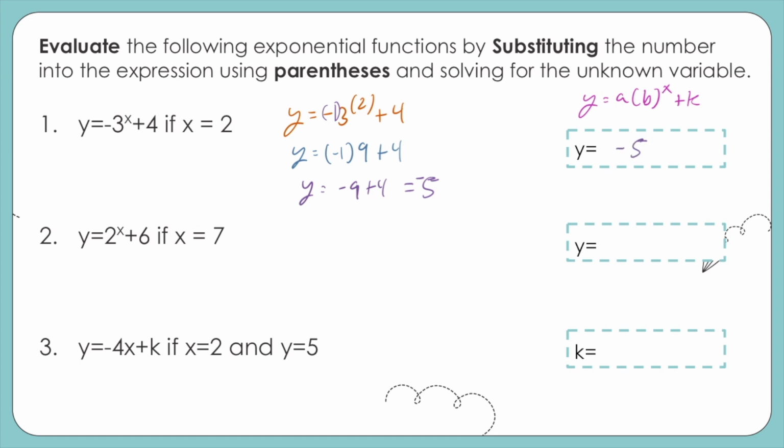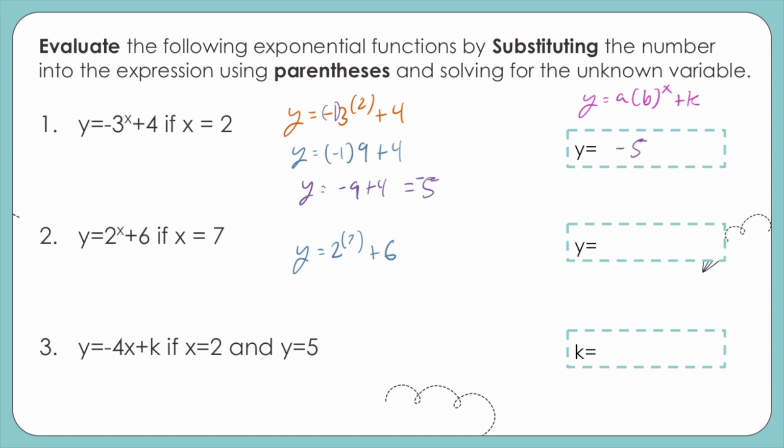Now looking at the second one there, I've got y is equal to 2x plus 6 if x is equal to 7. So again, I'm going to substitute in using the things that I know about substitution. So I've got y is equal to 2 raised to the 7th power plus 6. And again, I'm going to follow my order of operations, but good news for me, in this case, a is just going to be regular positive 1. So I don't have to worry about anything with that this time around.